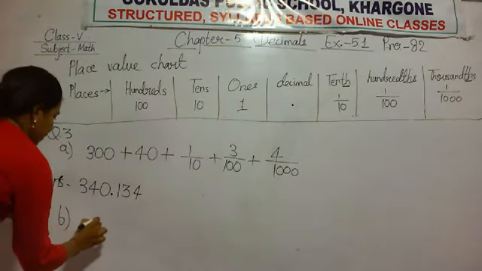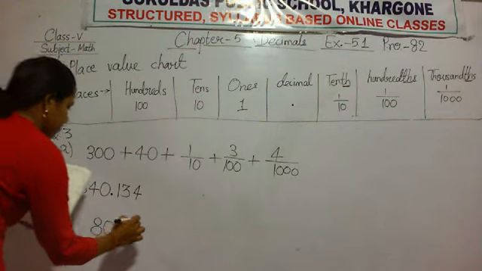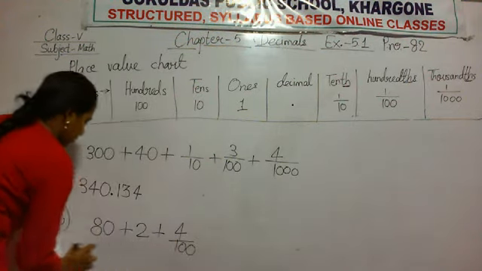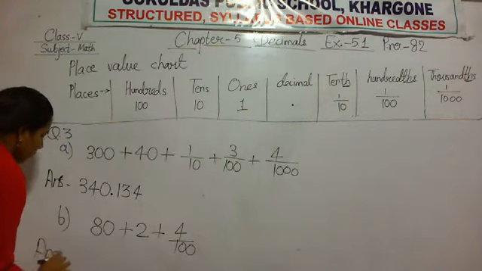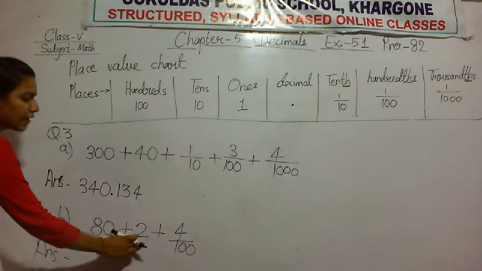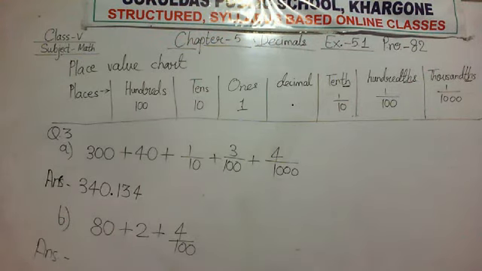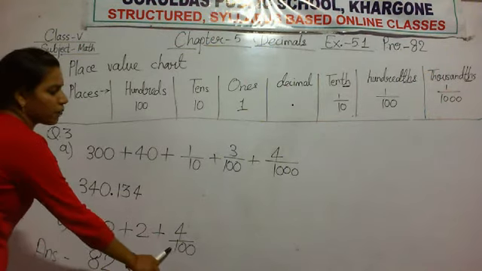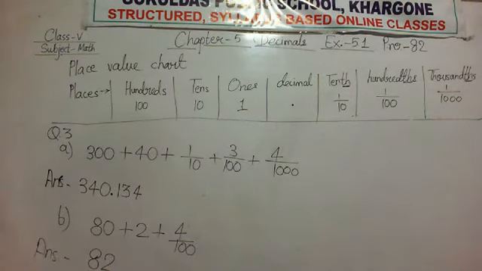Part B, 80 plus 2 plus 4 upon 100. Now what will be its short form? Here 80 and 2, both these numbers are whole numbers. So in rough work we can add whole numbers. 80 plus 2 gives us 82. Here 4 upon 100.